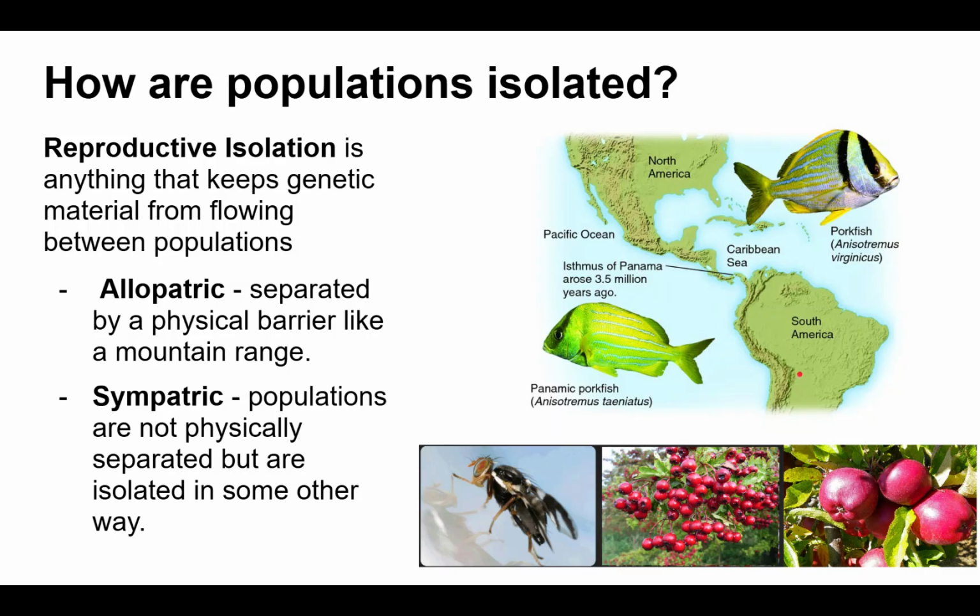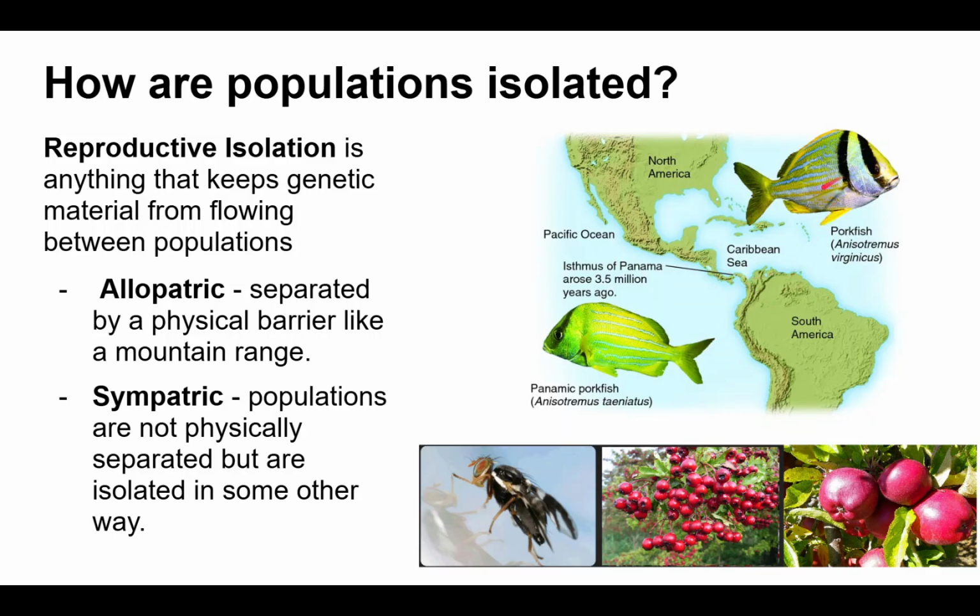Now, reproductive isolation can happen in many different ways. It just needs to be something that keeps genetic material from flowing between two different populations. The thing that probably most comes to mind would be what we call allopatric speciation, or allopatric barriers. These are situations where allopatric basically means living in different places. So the two populations are separated by a physical barrier, like a mountain range or an isthmus, for example. Could be a river or a canyon.